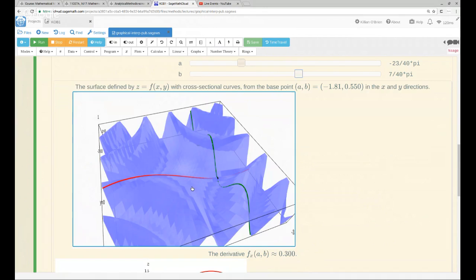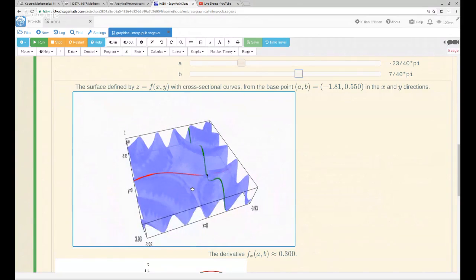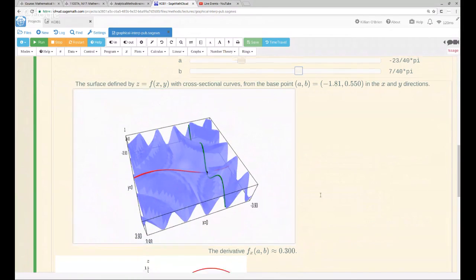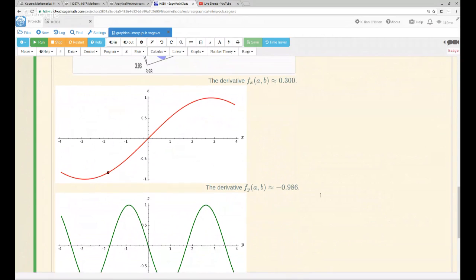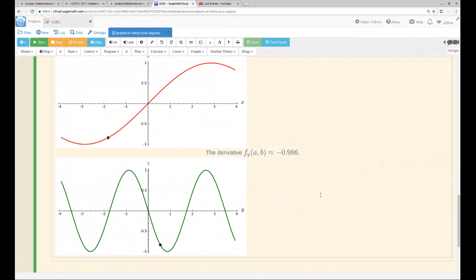So if I take out those two cross-sectional curves and just look at them on their own, here's the one that's going parallel to the x-axis, and then the green curve going parallel to the y-axis. And I can see the base point: that black dot in the red curve is where that base point (a, b) is, and here's where it is on the green curve. Now we can see the meaning of the partial derivatives.